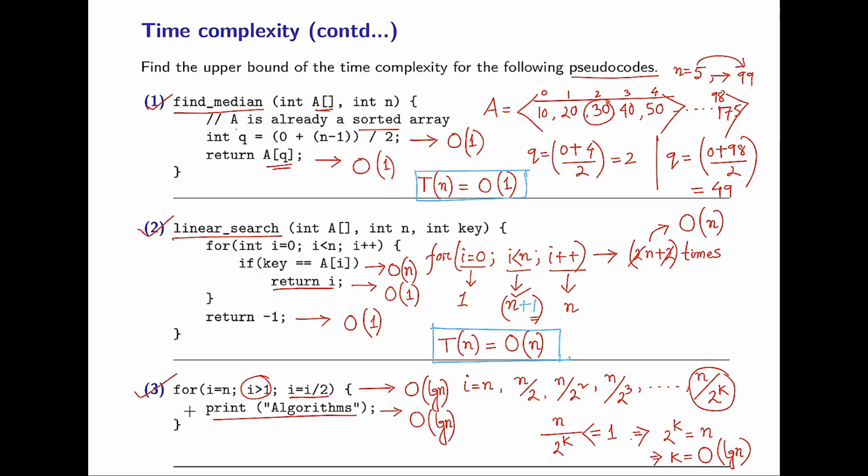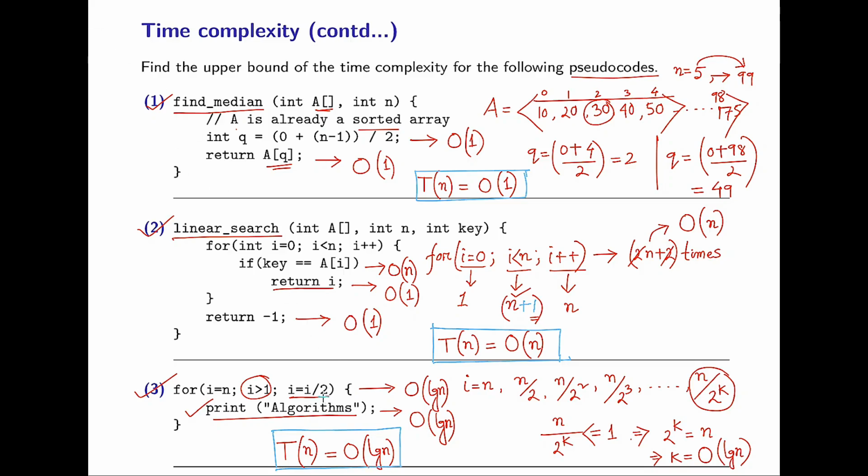As I told you earlier, how many times the statement inside the loop executes will decide the time complexity. So what is the time complexity here? The statement inside the loop, that is print algorithms, will run big O of log n times. So this is nothing but our answer. The answer in this case is big O of log n.